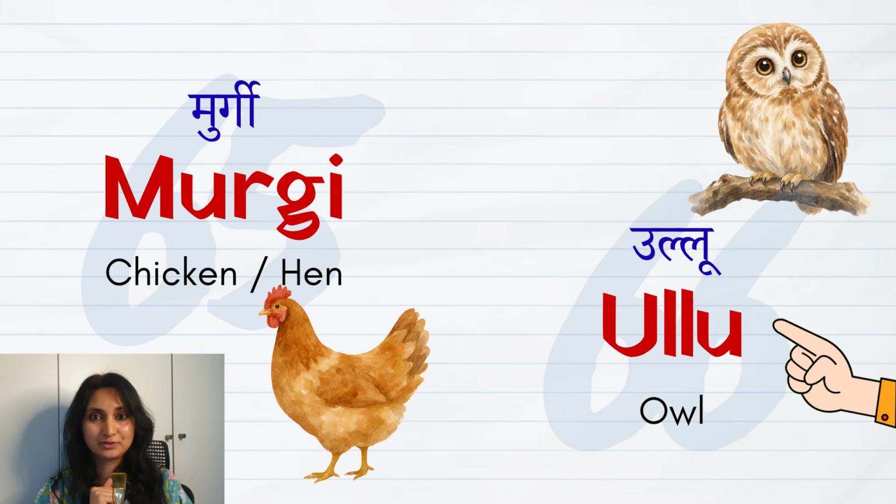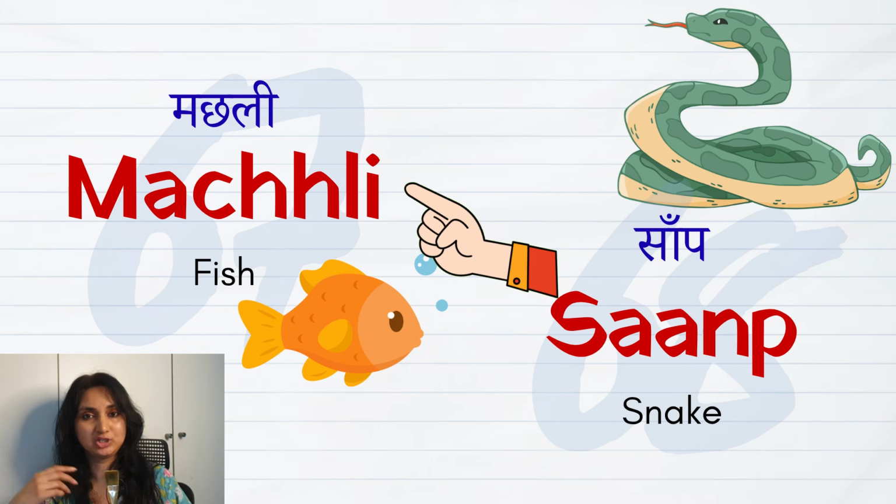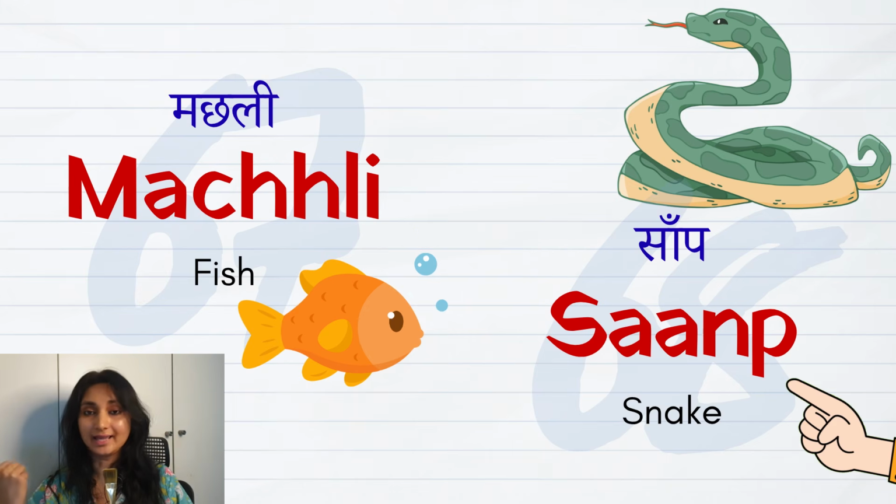And then we have the last two words for today. We have machli, which is a fish. The sound is ch. Okay? Machli. And the last word for today is the word for snake, which is saap. This too has a very slight N sound. Okay? Saap. And it's both singular plural.